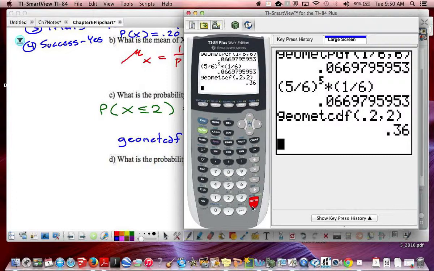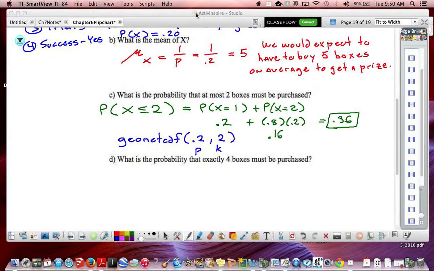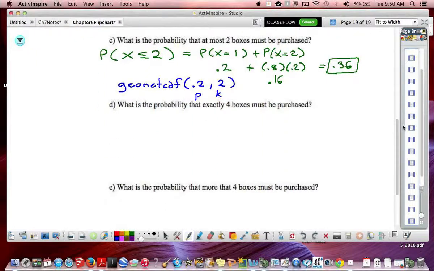Wait, why don't we have to do that thing where we put it to the power? Well, you didn't have to put it to the power because the value was 2, so I only had 1 failure and 1 success. If this was like 7, then it would be to the 6th power. So here on D, I'll show it. This is where you might have to take it to the power.